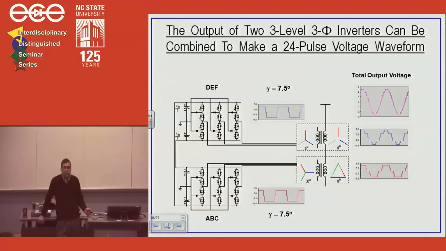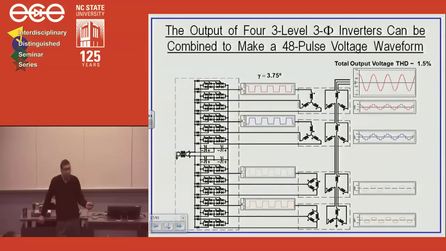So everybody knows how to do Fourier, and you can figure out that the fundamental and the harmonic component of this thing is pretty high. So we want to go to a waveform which looks more sinusoidal. So we use the transformer coupling to add these voltages such that with these two 3-level, we get a 24 pulse waveform. That means we've got 24 steps in a sine wave.